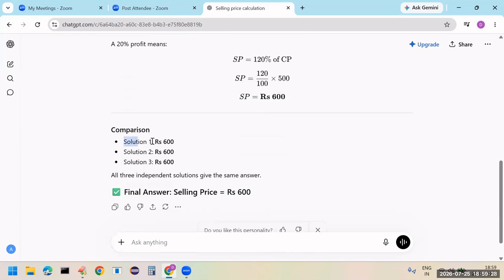So, comparison. Solution 1 answer is 600. Solution 2 answer is 600. Solution 3 answer is 600. All 3 independent solutions gave the same answer. Hence, what is the final answer? 600. Clear, friends? Everyone got the point? Yes, yes.